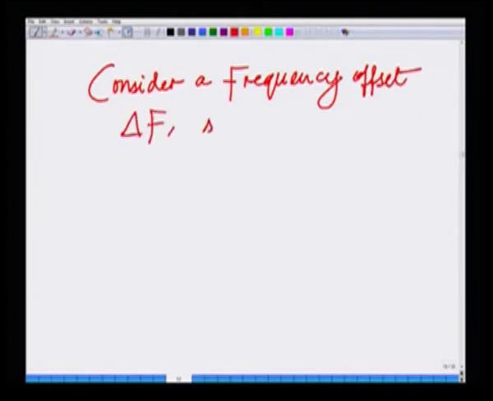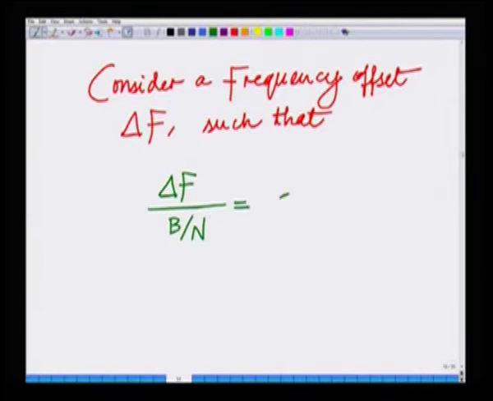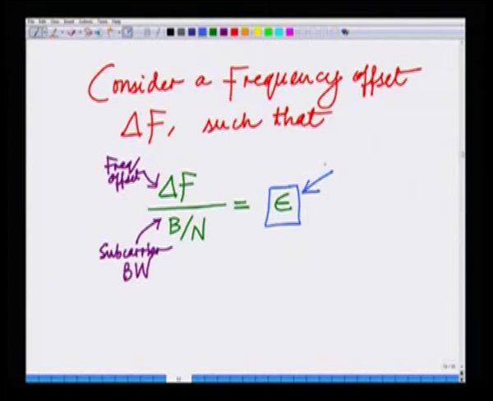Consider a frequency offset delta f such that delta f divided by B over N, the subcarrier bandwidth, equals epsilon. That is, this is the frequency offset, and this is the subcarrier bandwidth. Hence, epsilon is the fraction of the frequency offset with respect to the subcarrier bandwidth. Delta f by B over N is the frequency offset as a fraction of the subcarrier bandwidth. Hence, this is the normalized frequency offset.